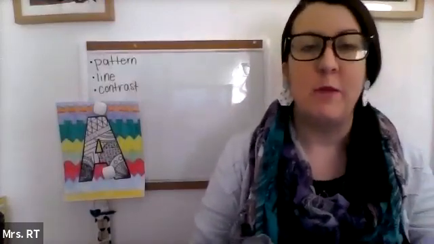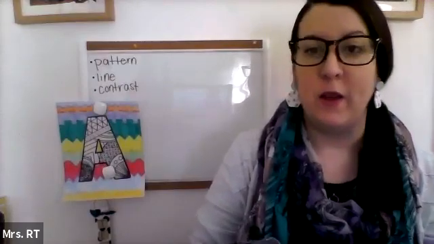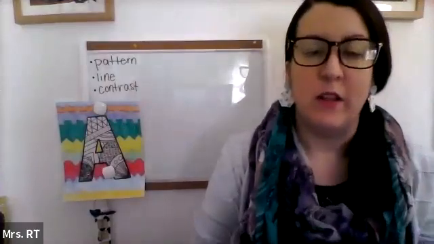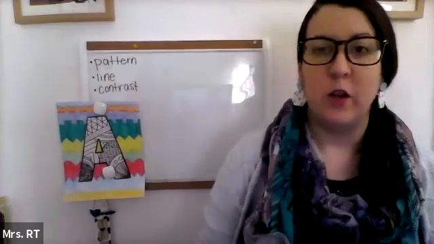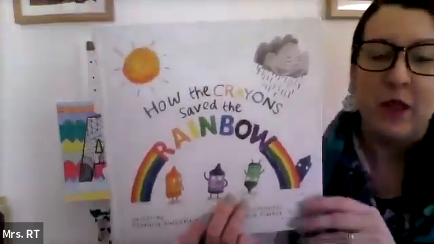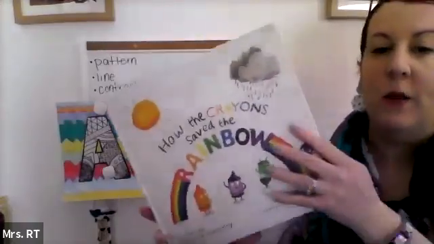Today we are going to be talking about pattern, line, and contrast to make a pattern drawing like this with our letter in a bubble or block letter, and then we'll use lines and colors to fill in the background. So we are going to start with the story, How the Crayons Saved the Rainbow. And I want to see in this story if you can see what the contrast might be.